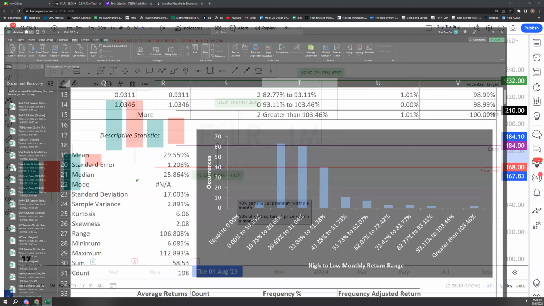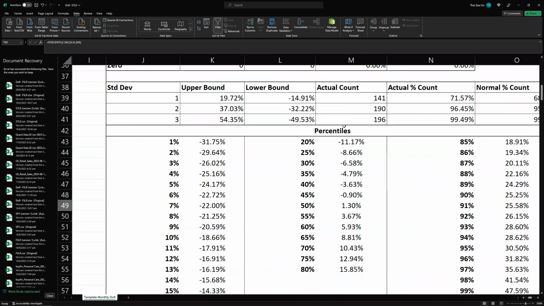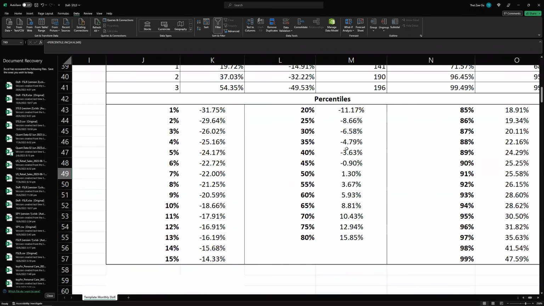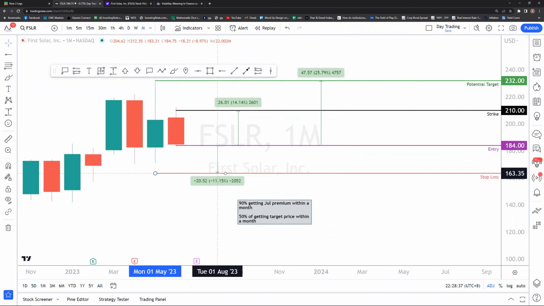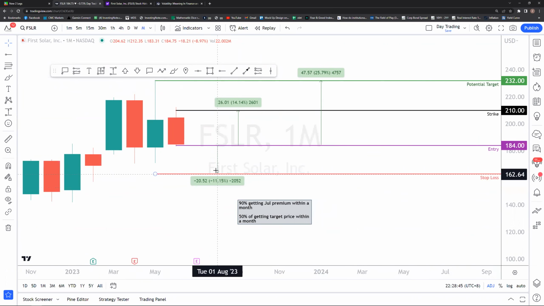So the probability of hitting that by June, 9%. Yeah, close to close. The probability of hitting that by June is about 25%. Okay, but let's make it 20%. So let's put a stop loss that is 11% down. So the probability of hitting 163 is about 11% by the end of June. Okay, we are looking at close to close.